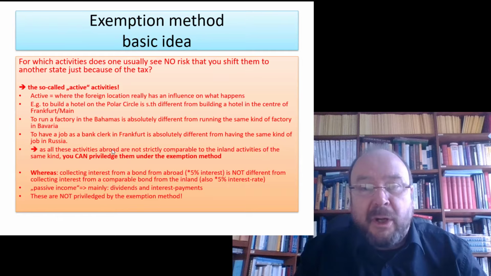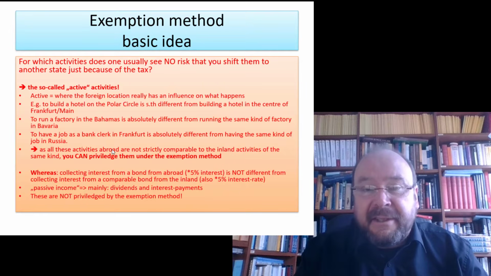So what we can say is, you can risk to present people the exemption method if you have an activity where the foreign location generally and actually and honestly changes the other circumstances also, and where these changes have a material extent.